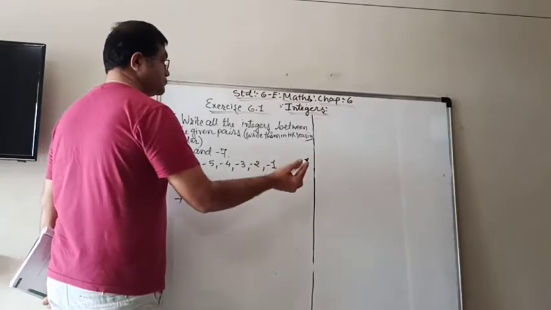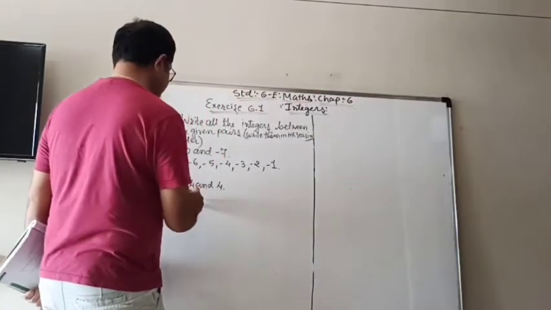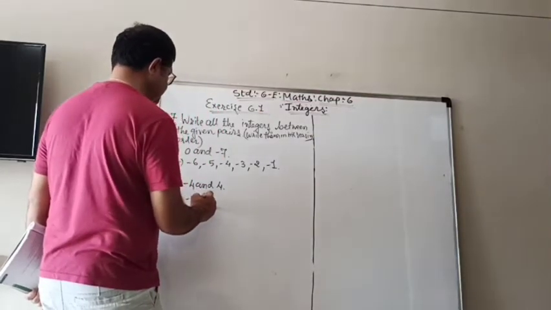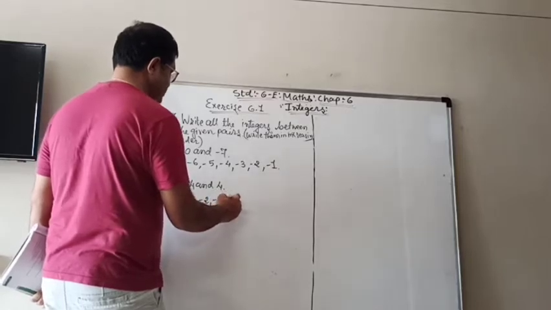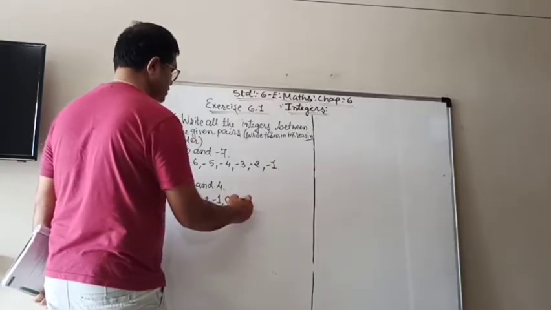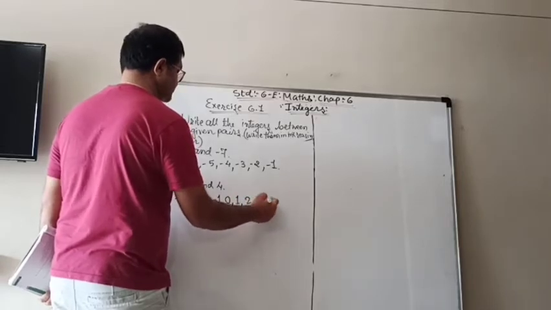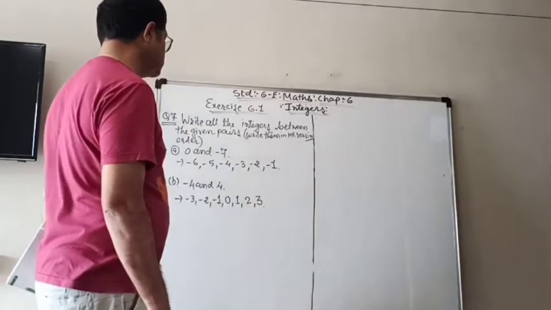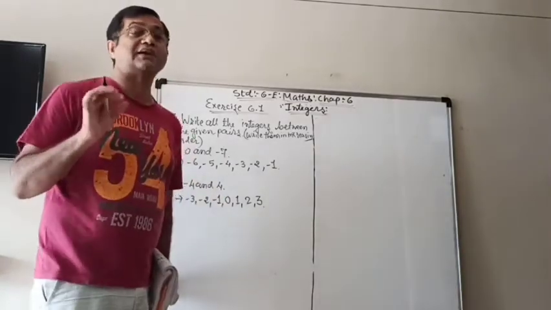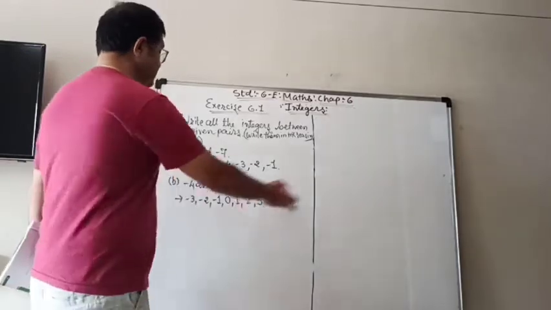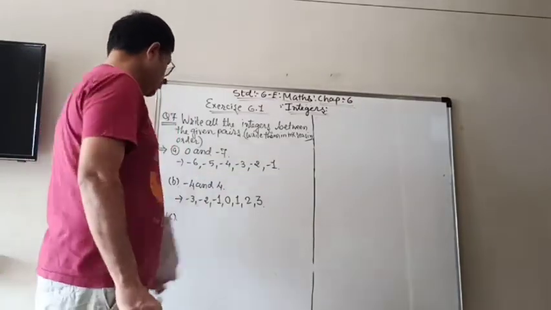So here also minus 4 is that side, 4 is that side. So between them it will be minus 3, minus 2, minus 1, 0, 1, 2 and 3. So you have to just consider the number line in your mind and then write down in the increasing order.